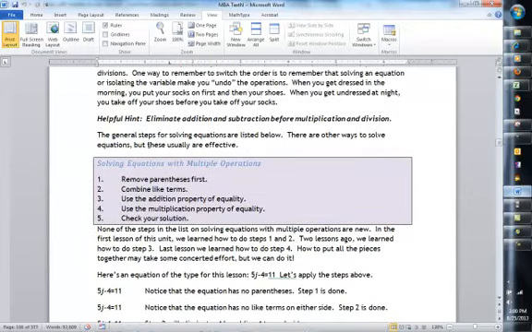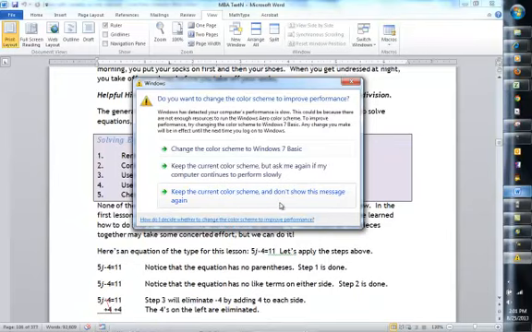Here are the steps to solving an equation. Remove parentheses first, combine like terms, use the addition property, use the multiplication property, and then check your solution.